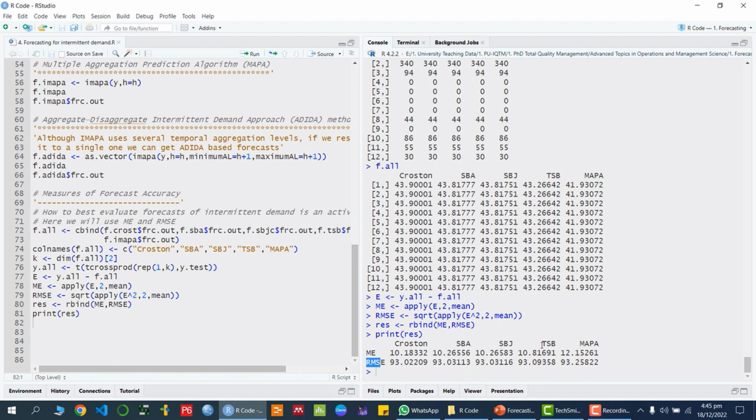So for this particular time series, which one is the best method? If we are going to talk about the root mean square error, the smallest one is 93 point. That is basically the Croston one, the best method based on the root mean square error. Okay, if we talk about ME, the Croston method is also the better one compared to the others.